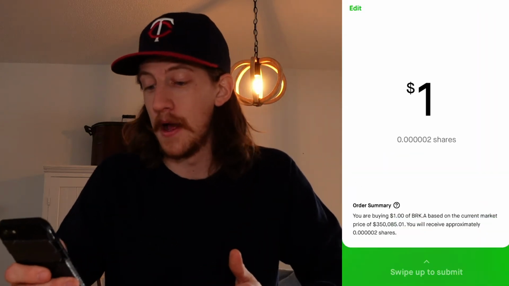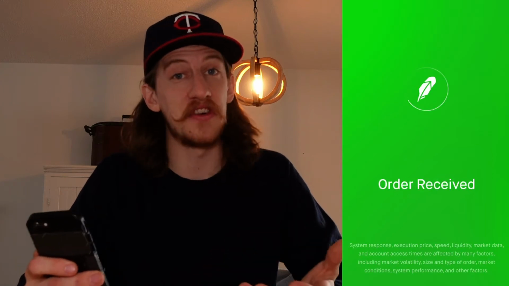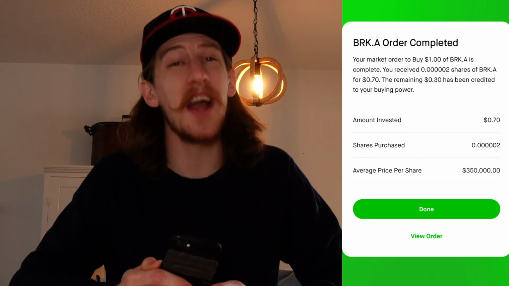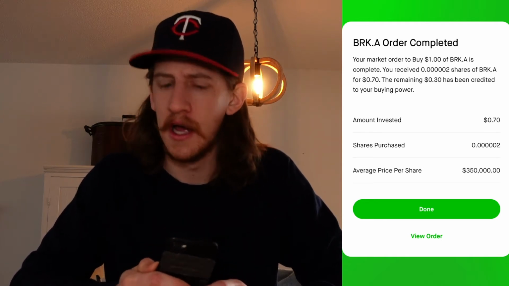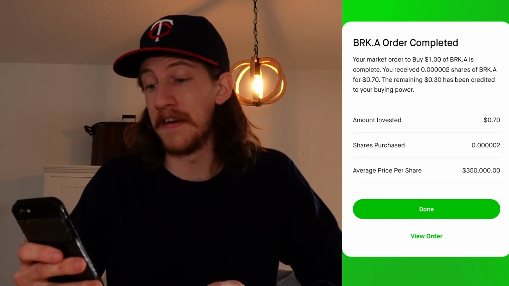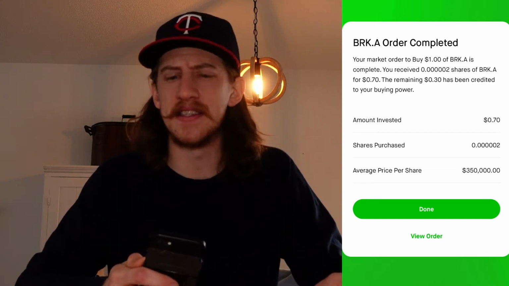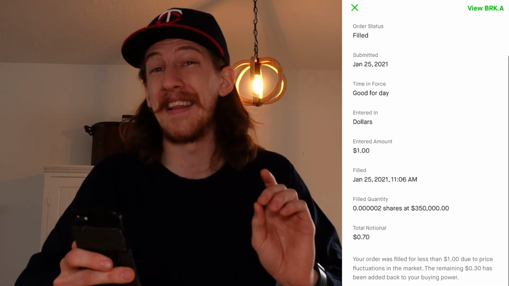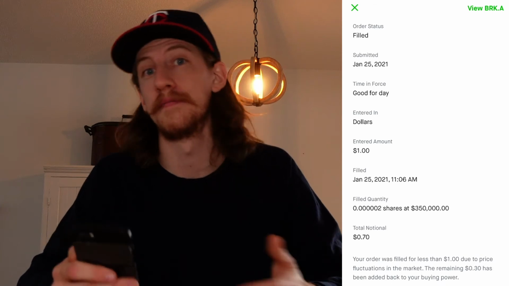Tap review, then swipe up. It thinks for a second. And congratulations, you just invested in a company for one whole dollar. And it actually looks like it only invested 70 cents because the order couldn't quite be filled at $1. So I guess you technically can invest less than $1, but you do need to at least enter $1 to enter an order for a fractional share.